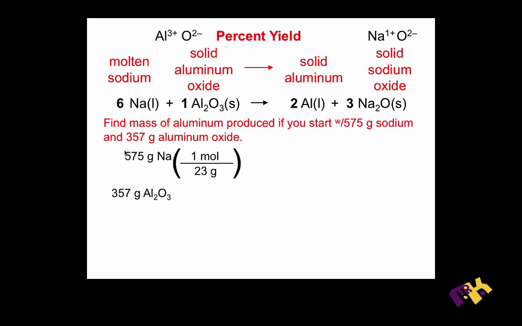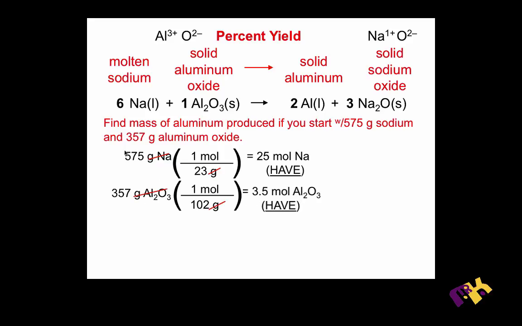We're going to divide sodium by its molar mass, and we're going to see how many moles of sodium that is. We have around 25 moles of sodium. For aluminum oxide, we're going to do the same thing. Aluminum oxide's molar mass is 102 grams per mole. So we divide that through, and we find that we have right around 3.5 moles of aluminum oxide.